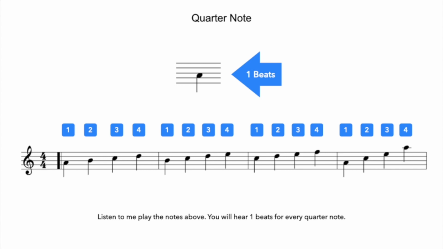This is what a quarter note looks like. It's a filled-in head with a stem on the end. Its note value is a quarter of a whole note and half of a half note. For every quarter note, there is one beat. Listen to me play these notes and count along with me to help understand.